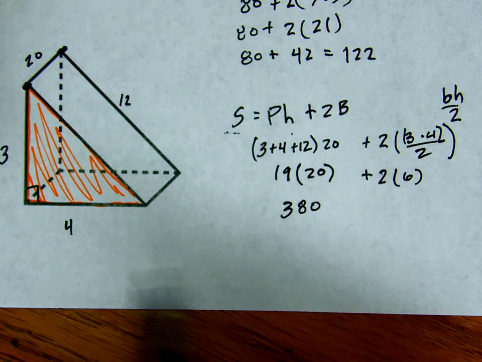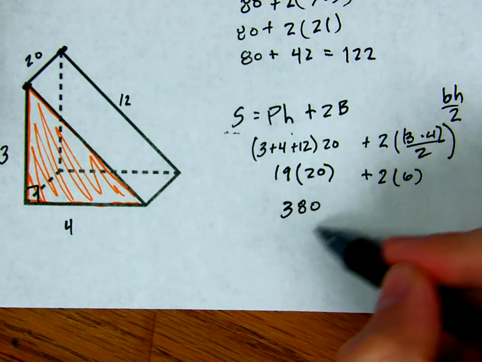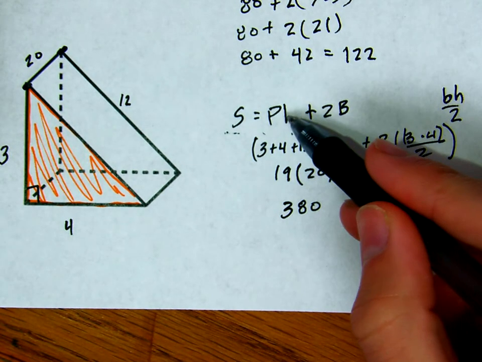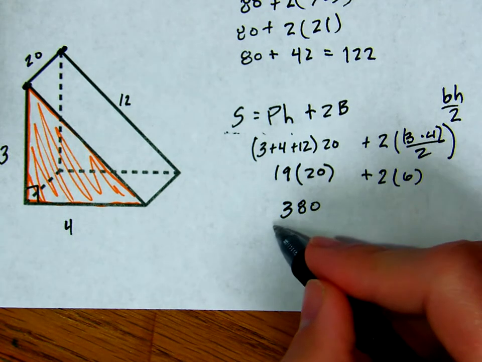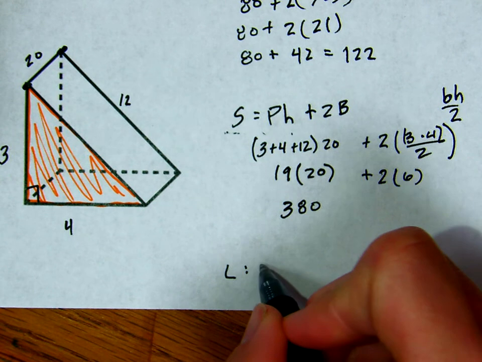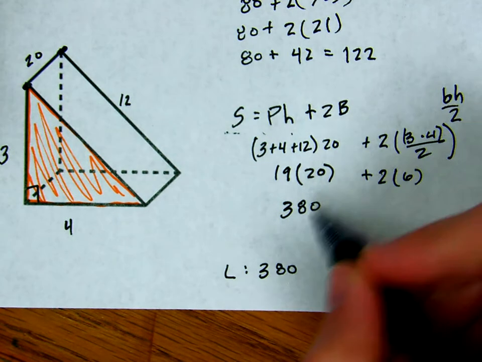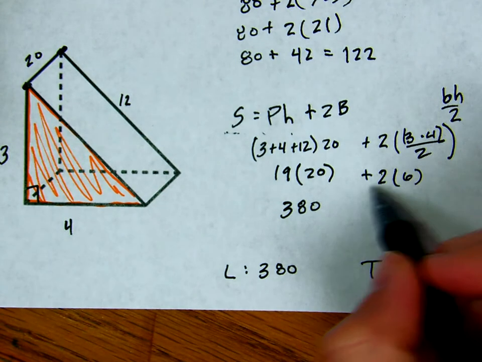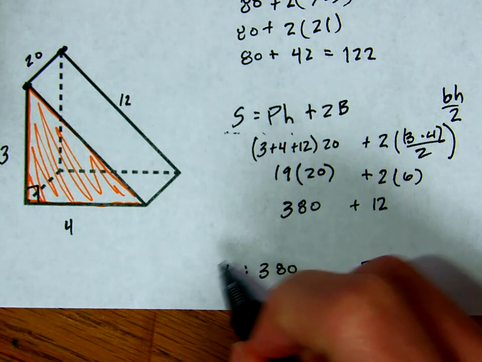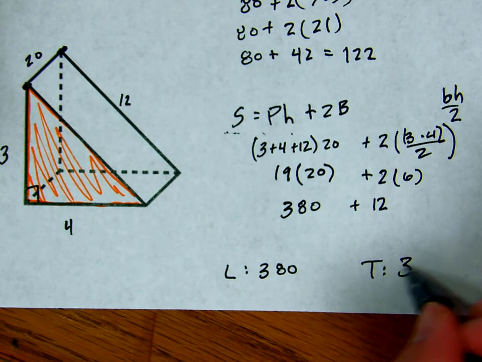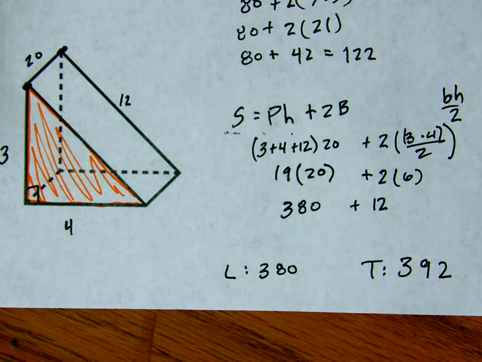Okay, so stop there. 380 is now what? It's substituted for PH, perimeter of the base times height, that is our lateral area. So lateral area equals 380. And we'll continue to solve this to get our total. 2 times 6 is 12. Add those together. 380 plus 12 gives us 392. Alright, if you have any questions, let me know.